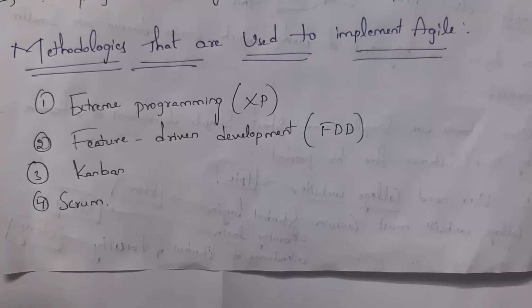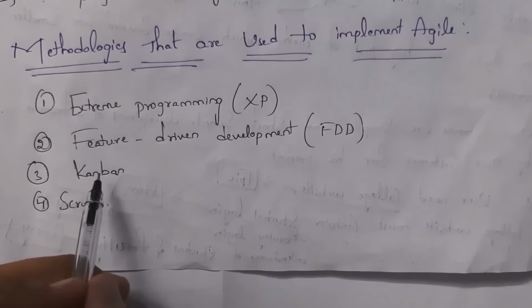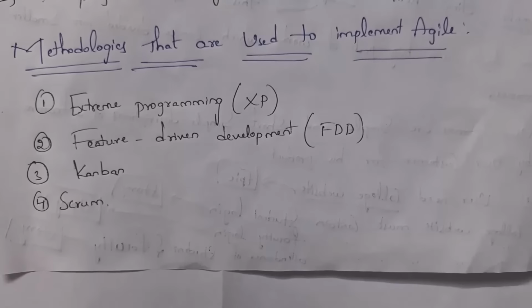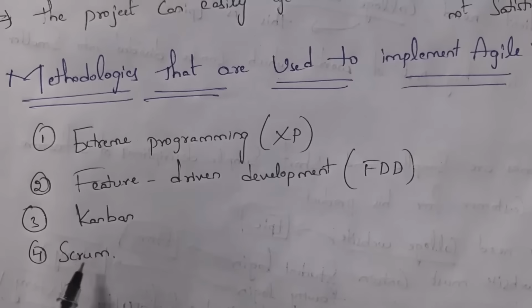Normally by using these 4 methodologies we can implement agile process, but mainly most of the software companies use only these 2 methodologies. They are kanban and scrum methodologies. So in this video I will explain what is kanban methodology and scrum methodology. At first I will explain what is scrum methodology.